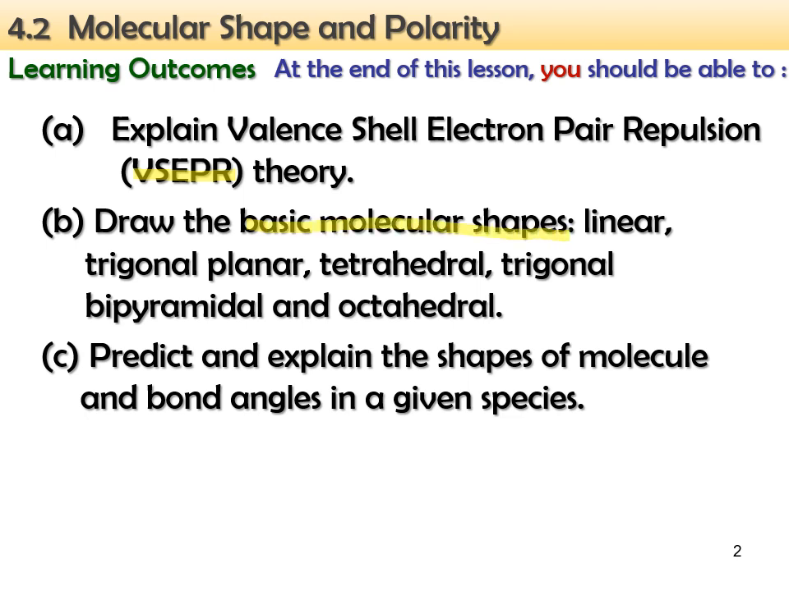There are 5 basic molecular shapes, which are the first one linear, second one trigonal planar, third one is tetrahedral, fourth is trigonal bipyramidal, and then the fifth basic shape is octahedral. And explain the shape of molecule and bond angle in a given species.